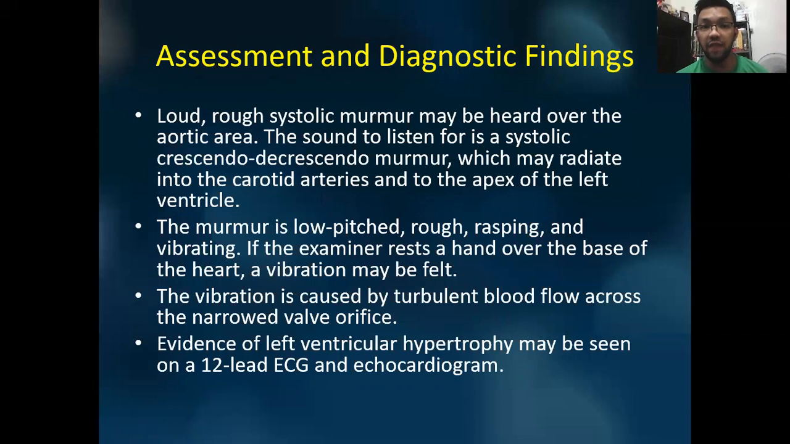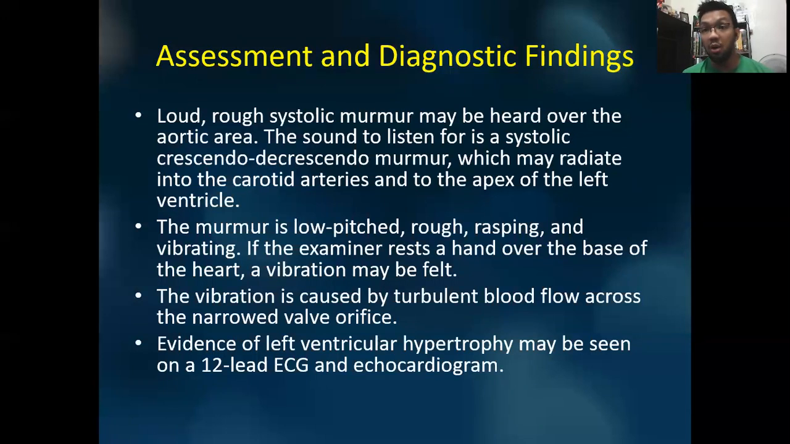Assessment and diagnostic findings: you are going to hear a loud, rough systolic murmur that is heard over the aortic area of the chest. The sound to listen for is a systolic crescendo-decrescendo murmur, which may radiate into the carotid arteries and to the apex of the left ventricle. So take note, the type of murmur that you can hear in aortic stenosis would be a systolic crescendo-decrescendo murmur. The murmur is low-pitched, rough, rasping, and vibrating.